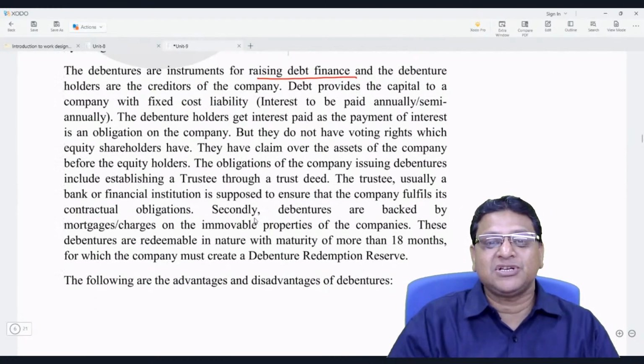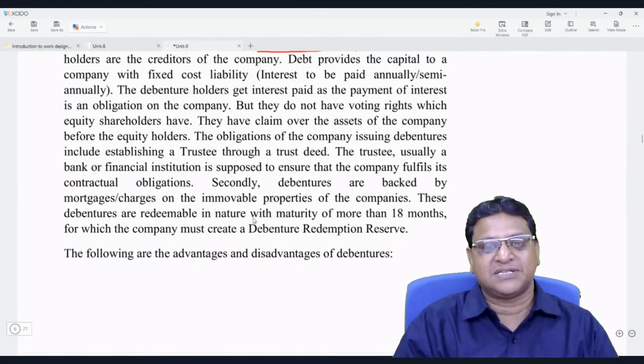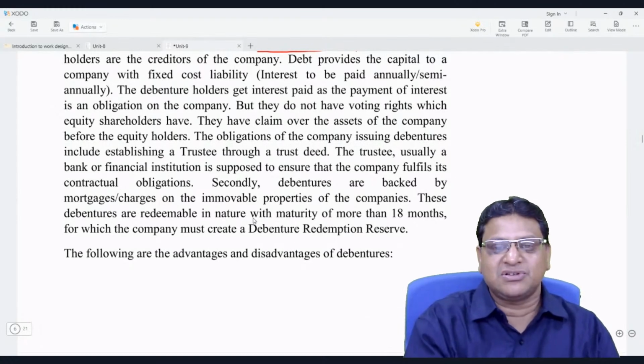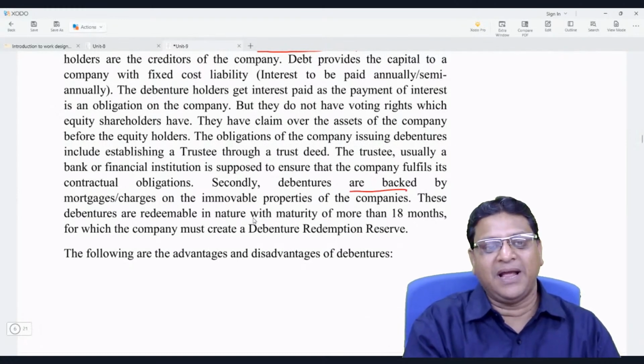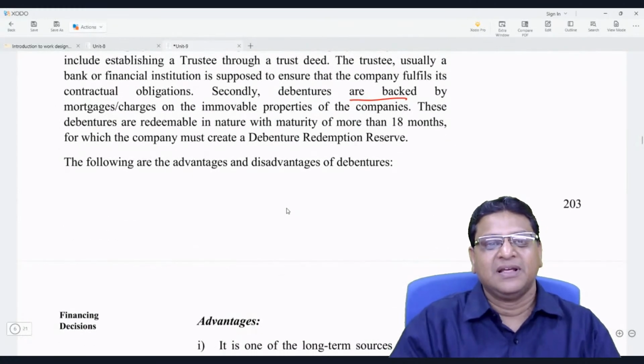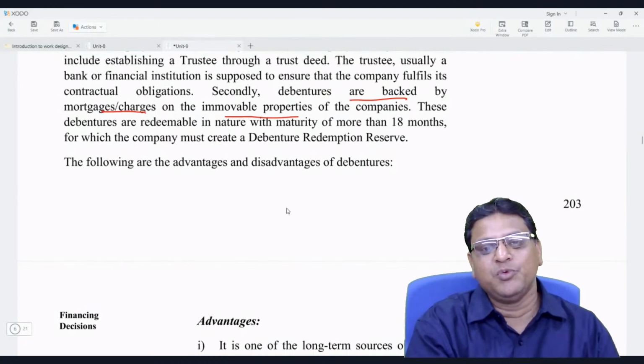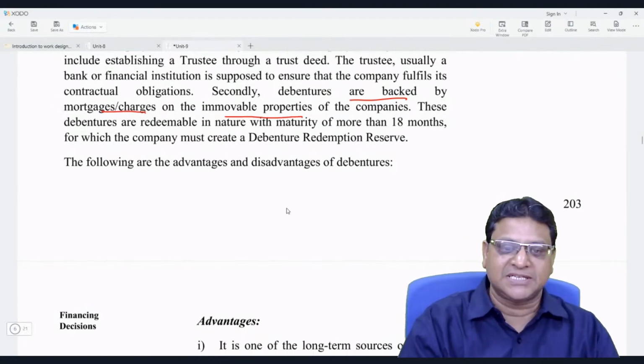Next, the debenture holders take interest for their investments. Generally, debentures are backed by mortgage or charges. They are given the mortgage or charge in the form of immovable properties of the company.